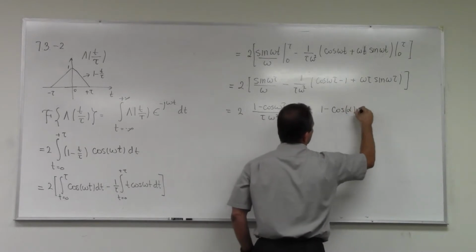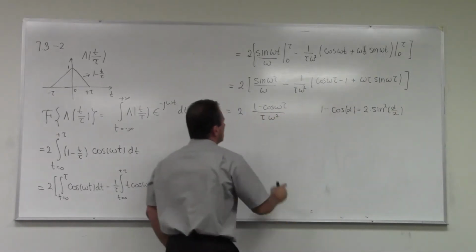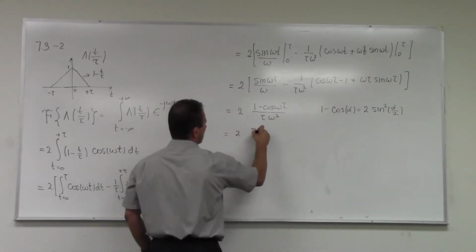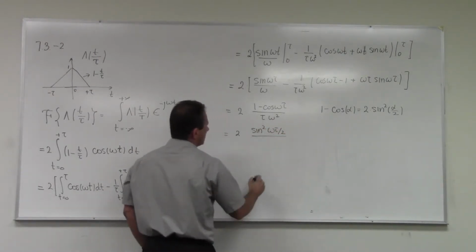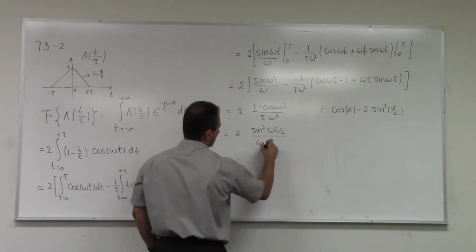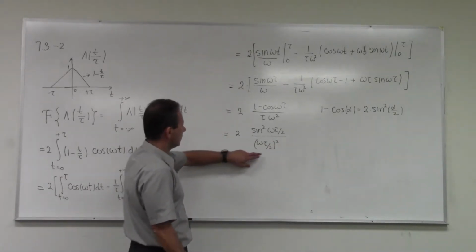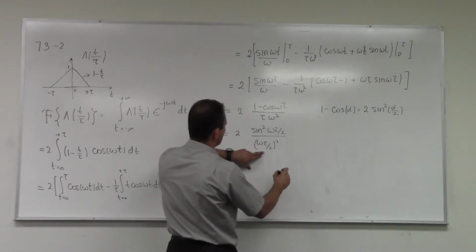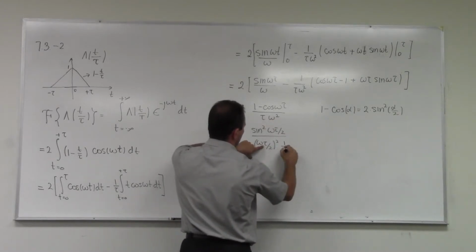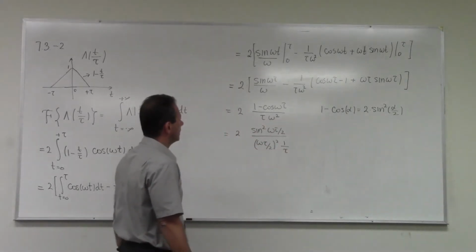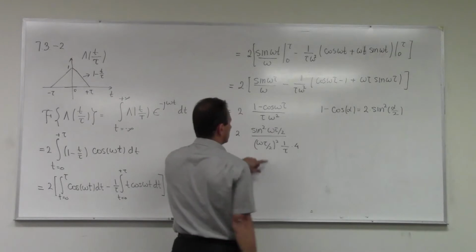1 minus cosine alpha is 2 times sine squared of alpha over 2. So this becomes 2 times sine squared omega tau over 2. And then here I can write omega tau over 2 quantity squared. And let's see what I have to have here to make everything balance. Omega squared, then I have tau squared, and I used to have single tau, so I have to divide by tau. And I'm dividing by 4, so I have to multiply here by 4.